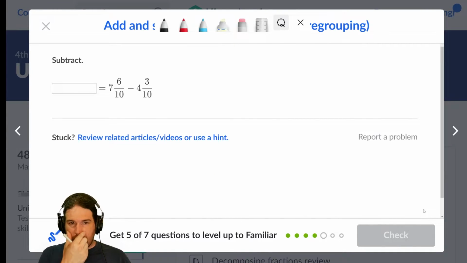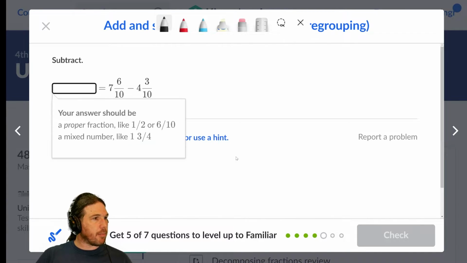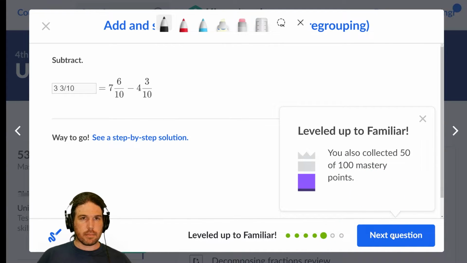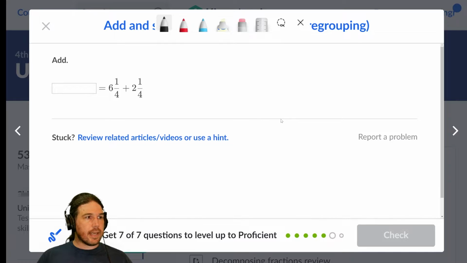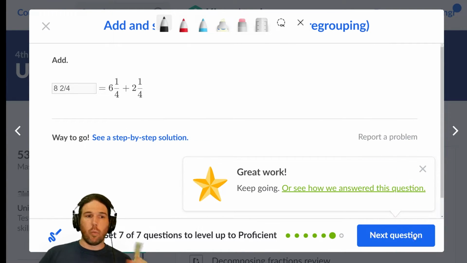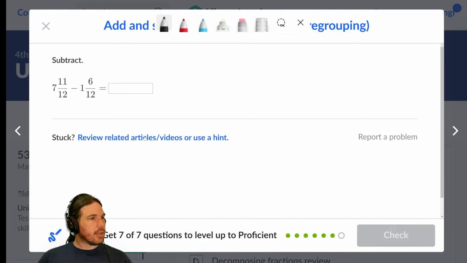7 and 6/10 minus 4 and 3/10. Well, 7 minus 4 is 3. 6/10 minus 3/10 is 3/10. Our answer is 3 and 3/10. Add. Once again, 6 plus 2 is 8. 1/4 plus 1/4 is 2/4. No problem. We're moving quickly now.